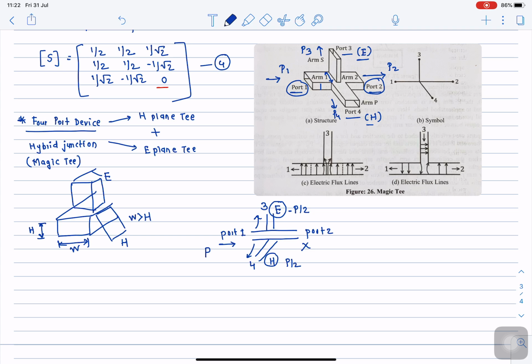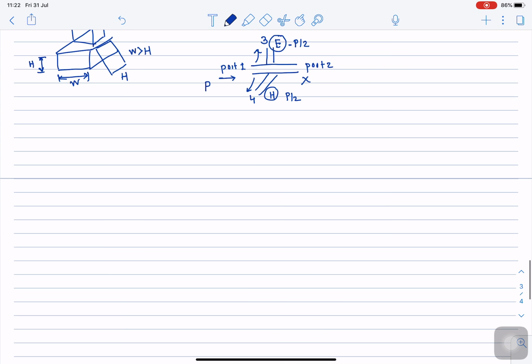The next important part is to develop a scattering matrix solution in order to describe the behavior of this 4-port magic T. In the next process, we will start deriving the scattering parameters for this 4-port device. As we already know, this is a 4-port device, characterized by a scattering matrix with 4 columns and 4 rows. So the scattering matrix for the magic T is of order 4 by 4. I will write the scattering matrix now.